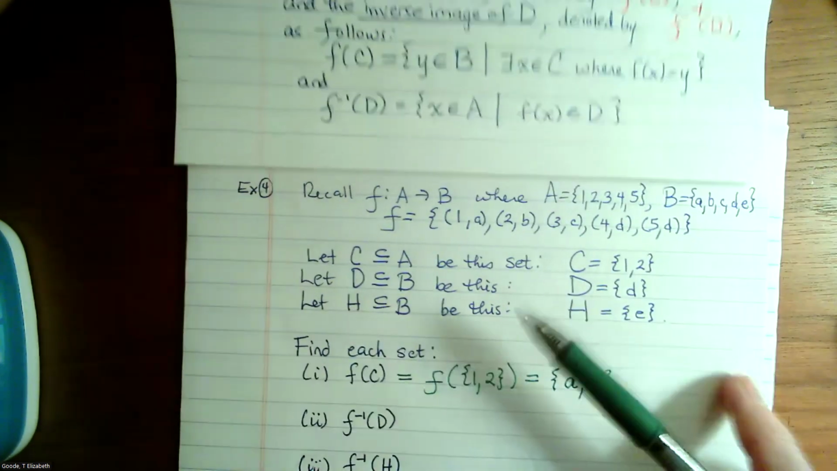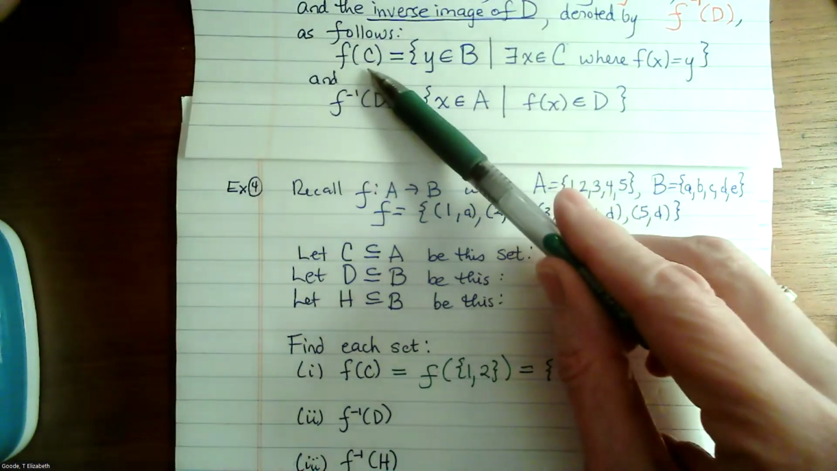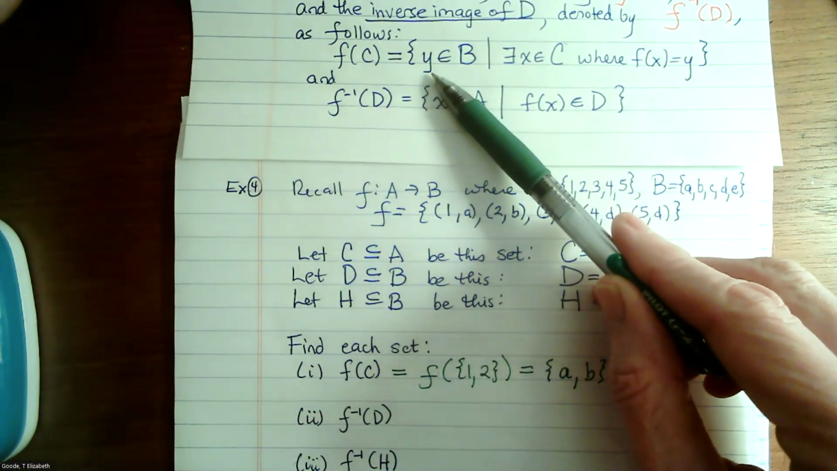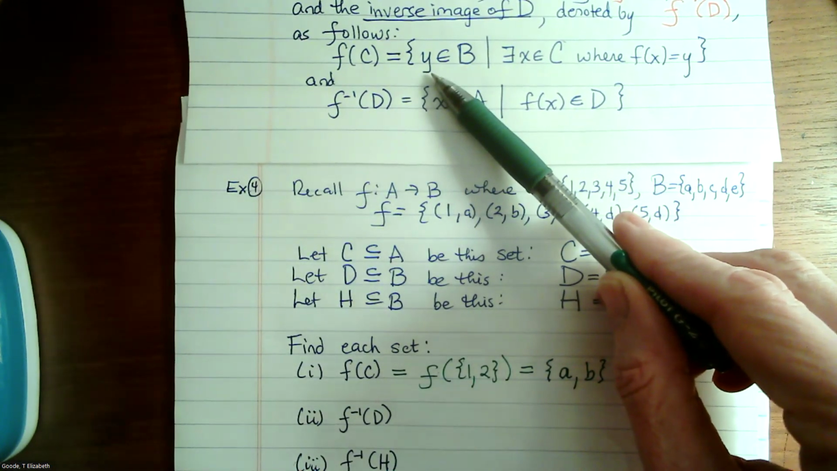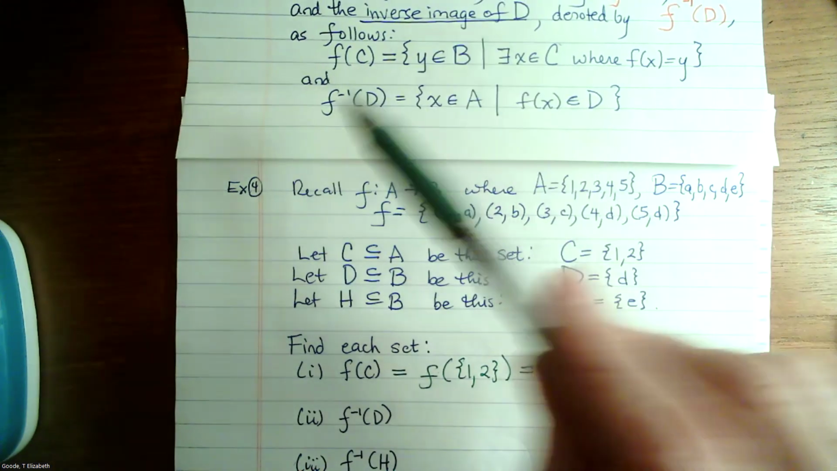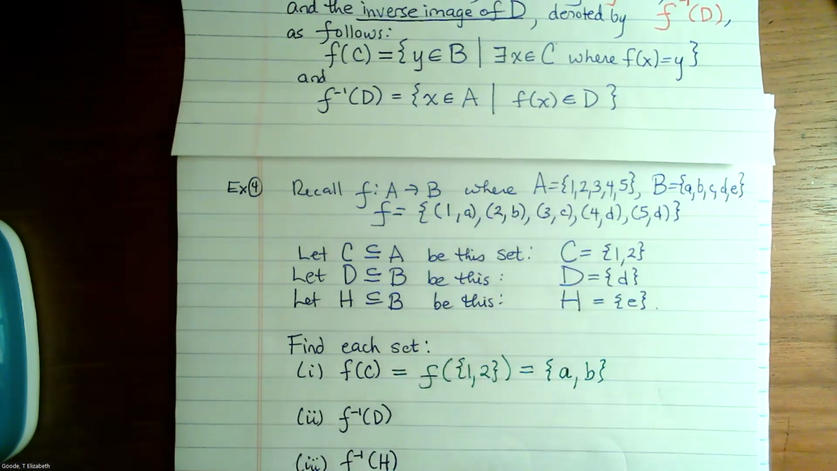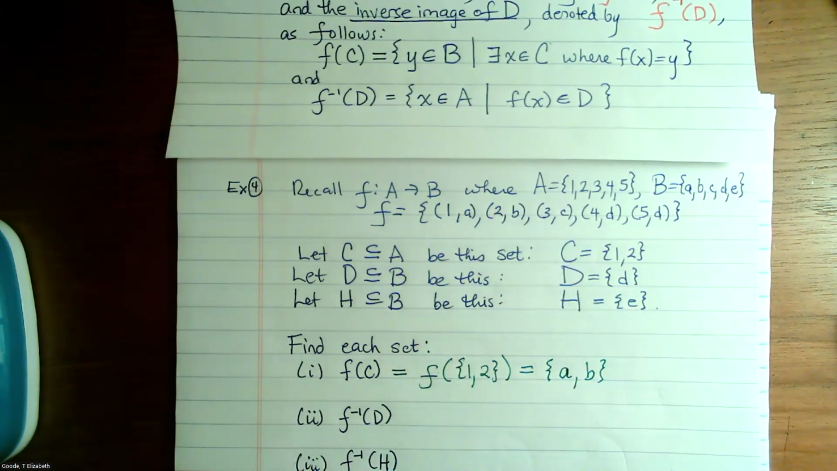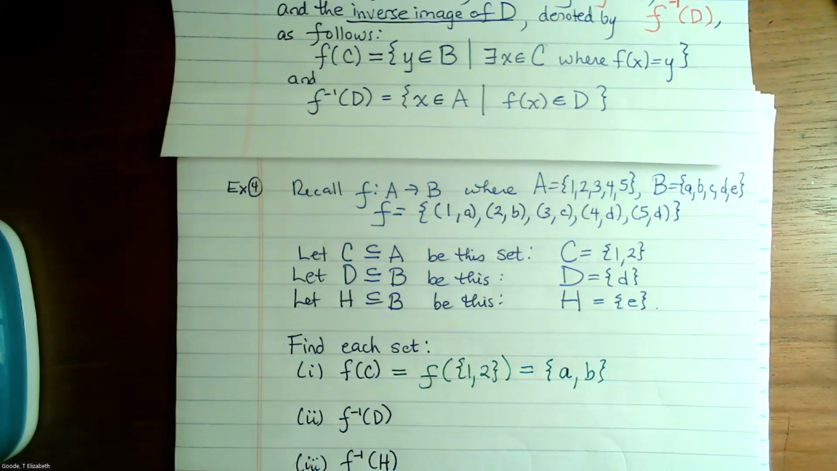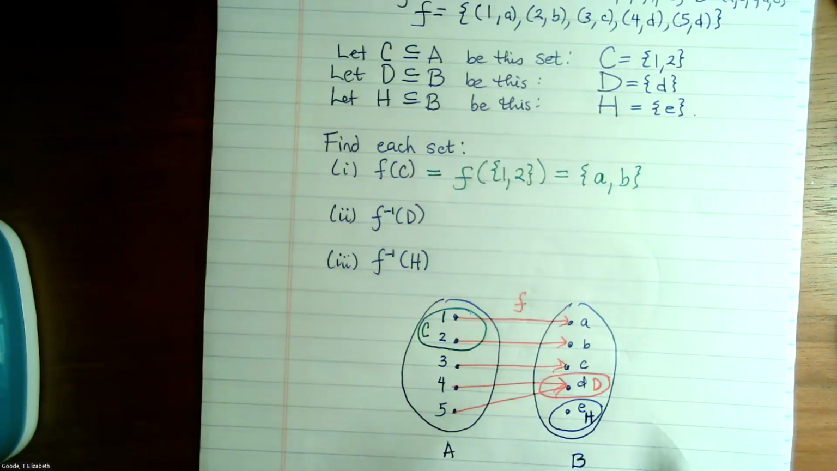I'm glad you said that. That's a pretty common misconception. F of c is the y coordinates only, not the whole ordered pairs, okay? So it's just the y coordinates, A and B, or you can look at it in the picture. It's the arrows coming out of set C hit A and B.